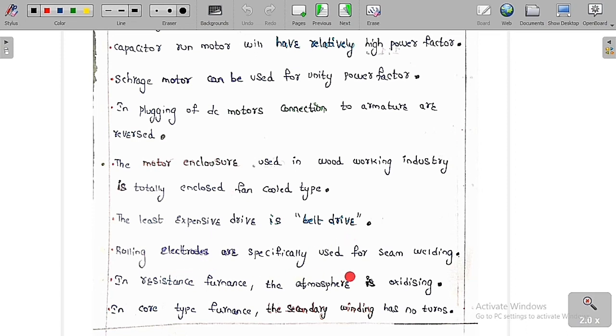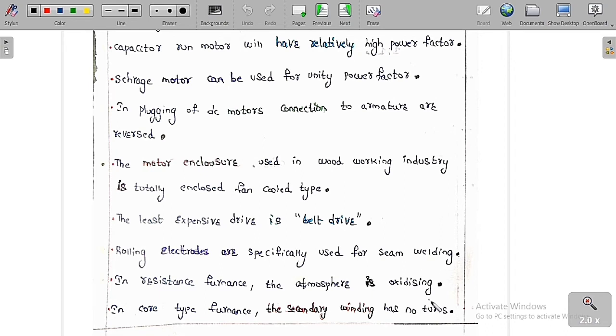Rolling electrodes are specifically used for seam welding. So if you want to go for seam welding, the rolling electrodes are always preferred. So rolling electrodes are always preferred for seam welding.